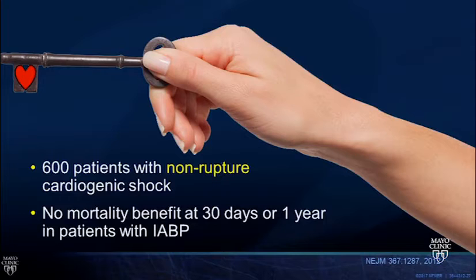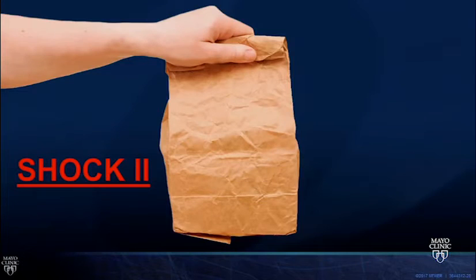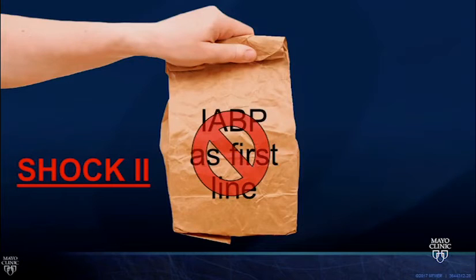There was not a mortality benefit seen at 30 days or at 1 year in those patients that received an intra-aortic balloon pump. Now the guidelines, they give us a little bit of wiggle room, but the take-home message here is really this is not the first-line therapy in cardiogenic shock.